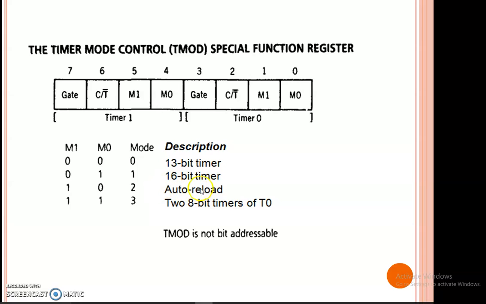1, 0 is mode 2, where you are using the auto reload mode timer. Then 1, 1 is mode 3, two 8-bit timers of timer 0 only. So here timer 0 is divided into 2 parts, that is nothing but two 8-bit timers. So this is about TMOD, which is used to select the mode of the timer, and whether you are working with the counter or timer. According to that you can select the C/T bar.